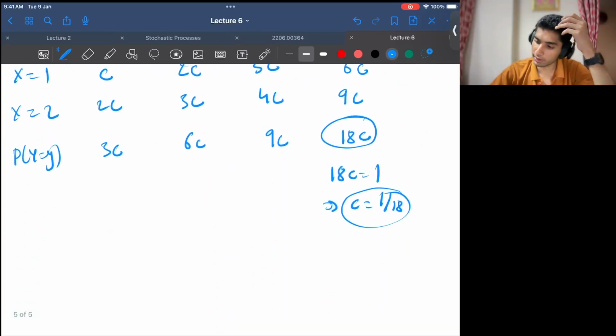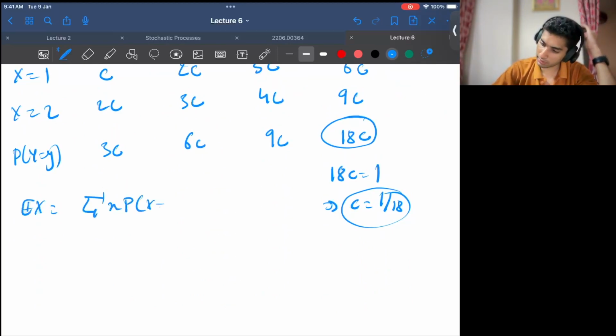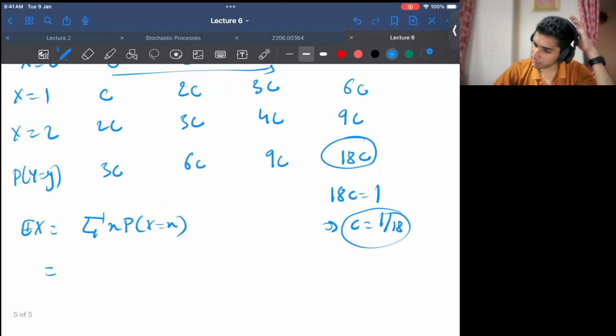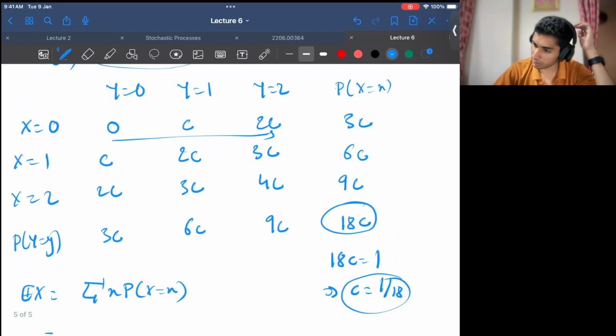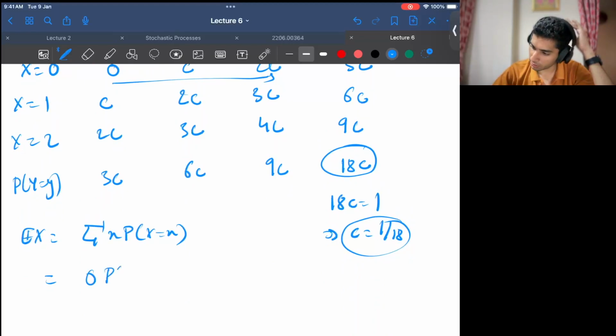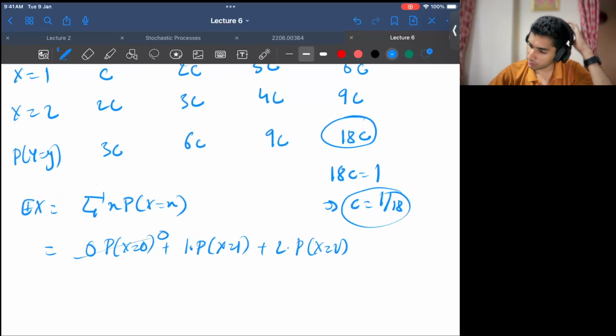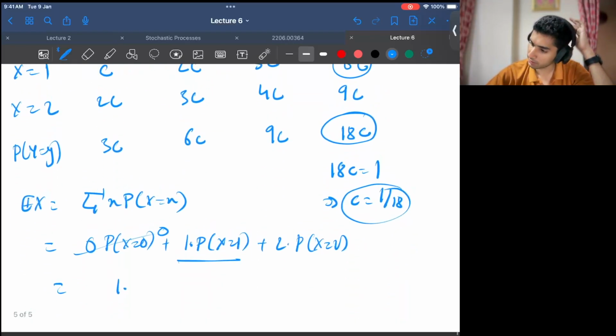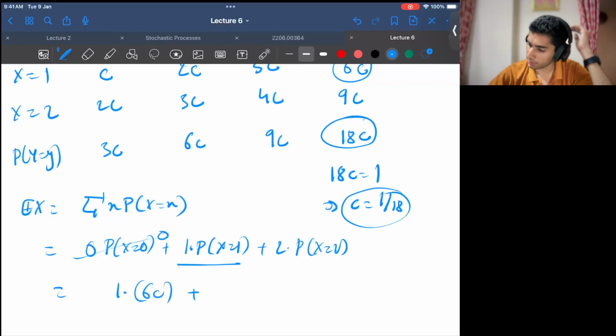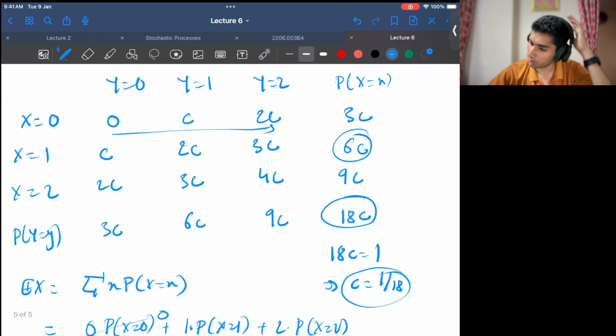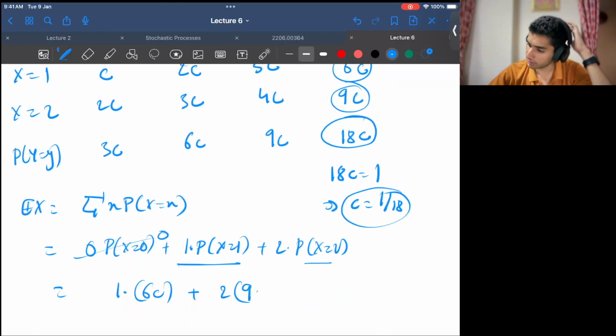We need to find the expected value of x. This will be the summation of x times probability of x equal to x. What values can x take? 0, 1, or 2. So first will be 0 times probability of x equal to 0, plus 1 times probability of x equal to 1, plus 2 times probability of x equal to 2. The first term is 0. The second is 1 times 6c, plus 2 times 9c.